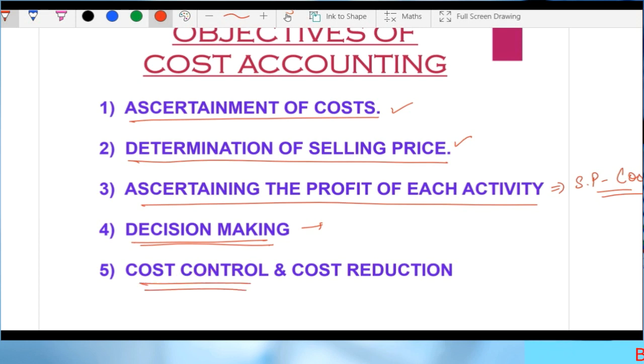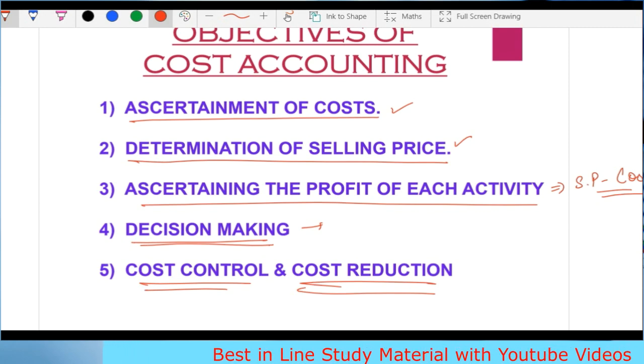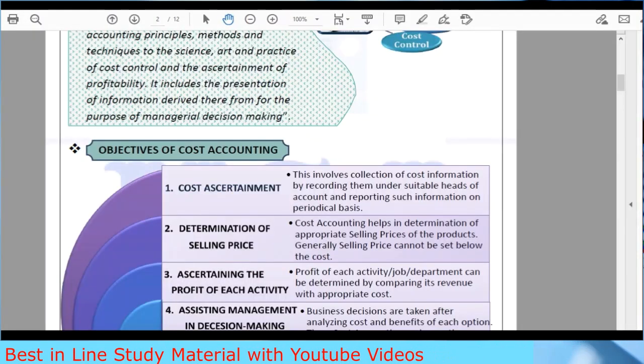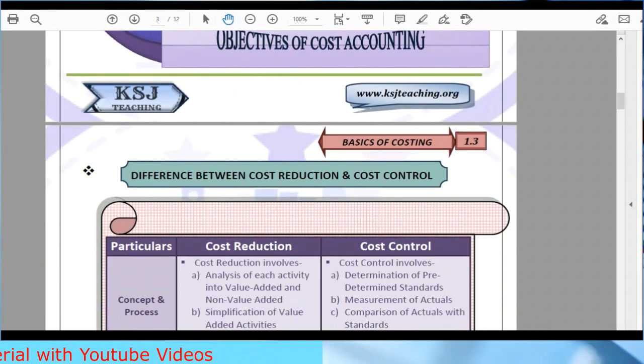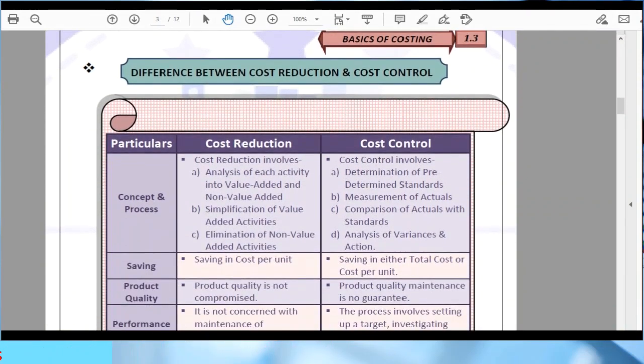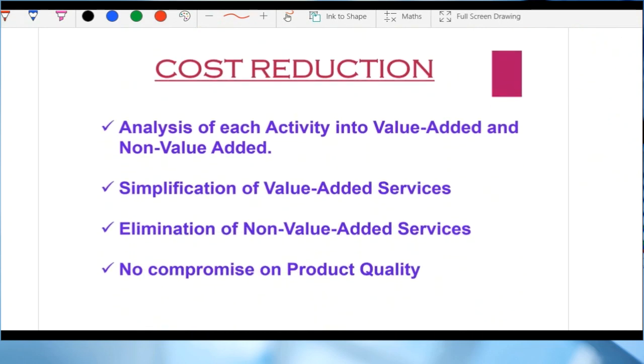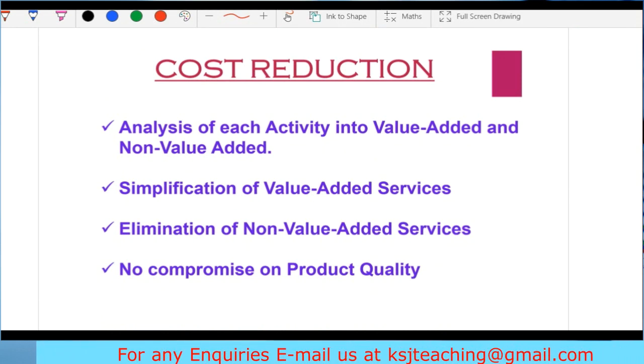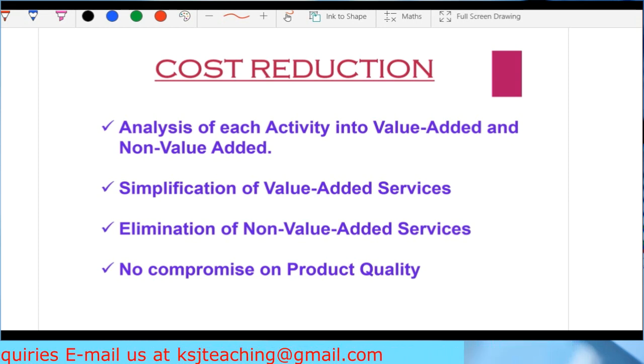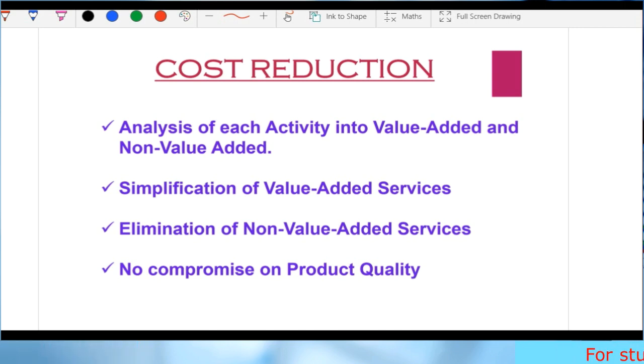Last is cost control and cost reduction. I will explain these terms. We'll come to these terms, cost control and cost reduction. What do you mean by cost control and cost reduction, right? So these are the objectives of cost accounting. Okay, so the difference between cost control and cost reduction, I'm coming to that now. First we'll read, then I'll try to explain with an example what is cost reduction and what is cost control. See, I have already told in the introduction that I'll try to link all the topics with your real life, because that is the best way to understand the concepts.